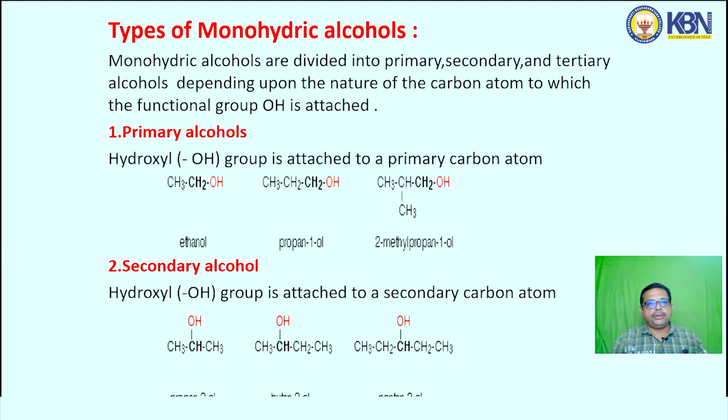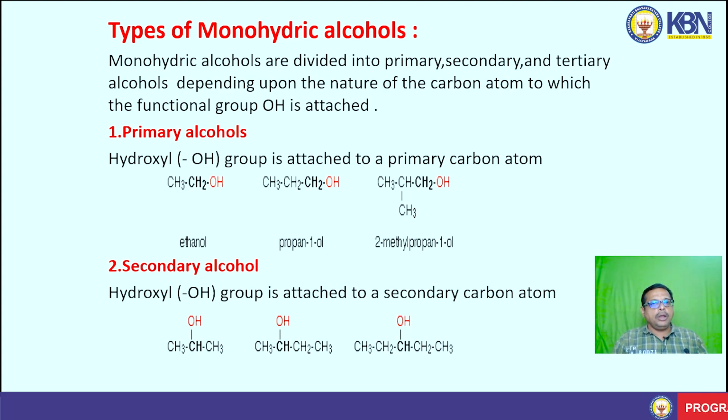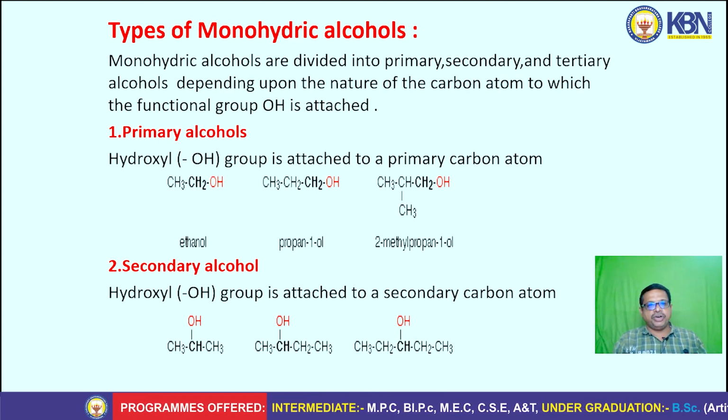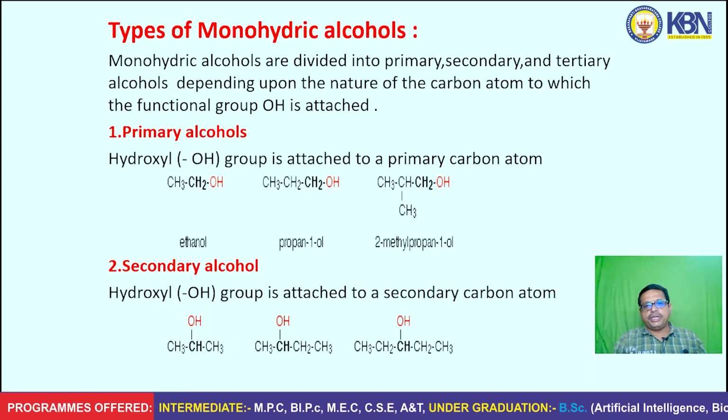Coming to the next topic, types of monohydric alcohols. So the above primary, secondary, tertiary alcohols can be explained with the help of the following. Monohydric alcohols are divided into primary, secondary and tertiary alcohols depending upon the nature of the carbon atom to which the functional group, that is OH, is attached.